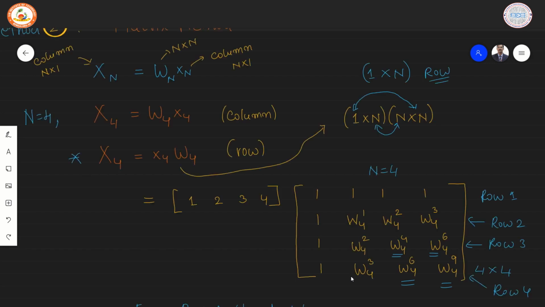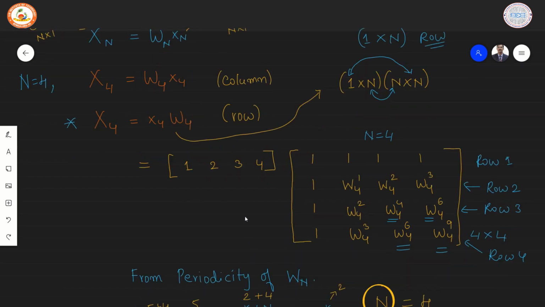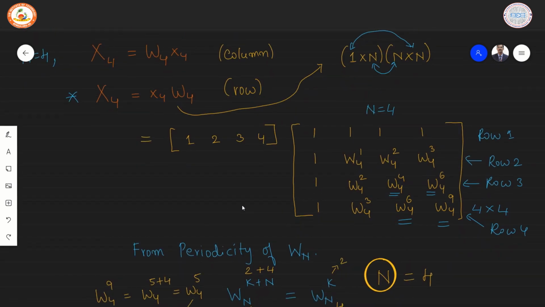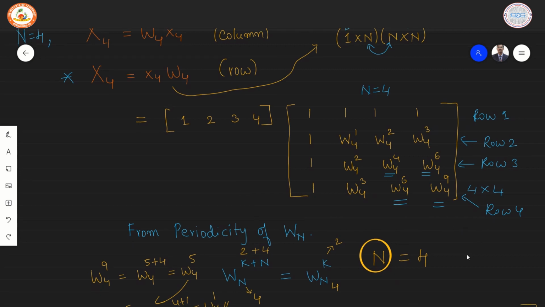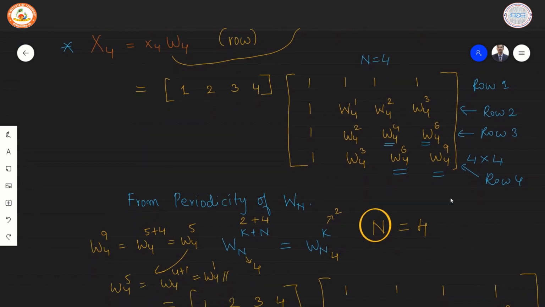Now, to proceed with the calculation, we need values of these. Therefore, let us insert values. Since we know about the periodicity of the twiddle factor, we can easily compute all the values starting from W4 to the power of 1 till W4 to the power of 9 by using periodicity. So W4 to the power of 9 is nothing but W4 to the power of 5 plus 4, which is equal to W4 to the power of 5.